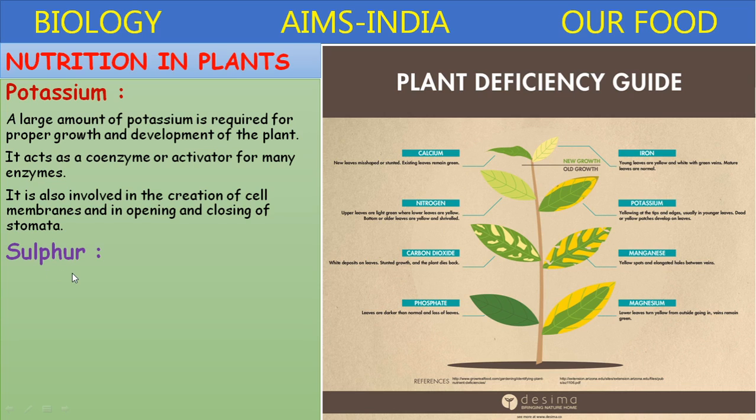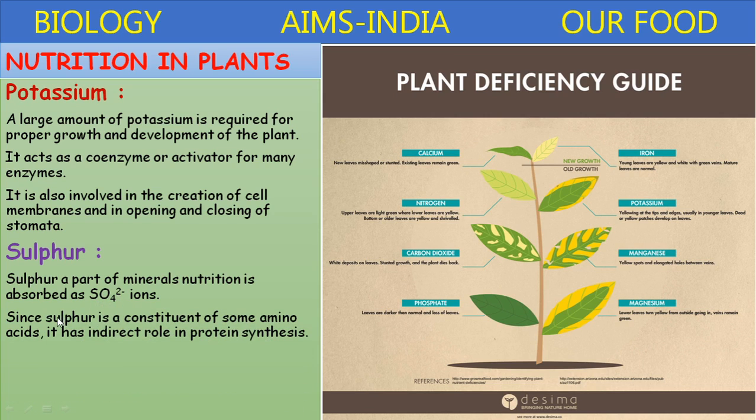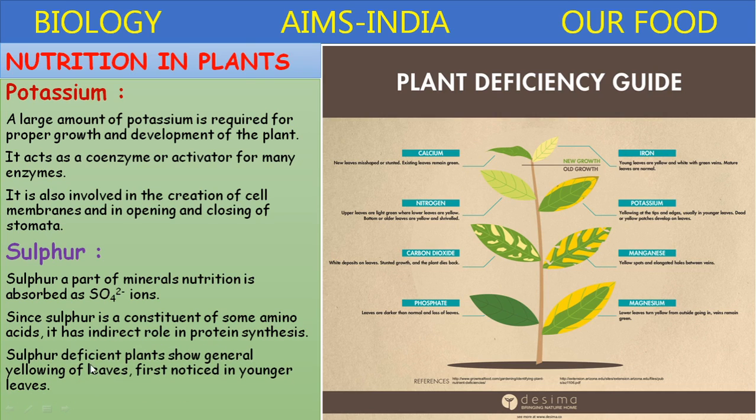Next, sulfur. Sulfur is a part of mineral nutrition. It is absorbed in the form of sulfate ions. Since sulfur is a constituent of some amino acids, it has an indirect role in protein synthesis. Sulfur deficient plants show general yellowing of leaves, first noticed in the younger leaves and then older leaves. See here, if you take a plant stem, the upper portion consists of younger leaves and the lower portion consists of mature and older leaves.